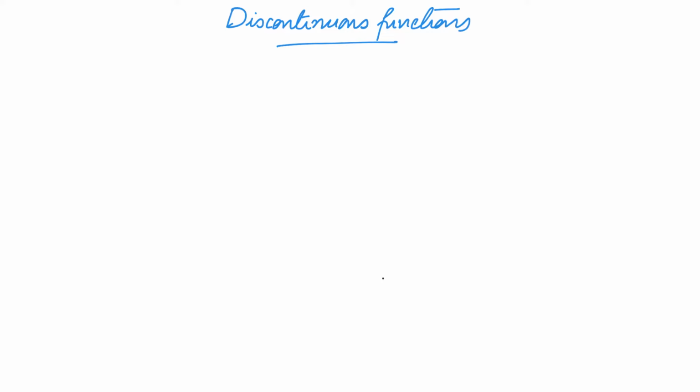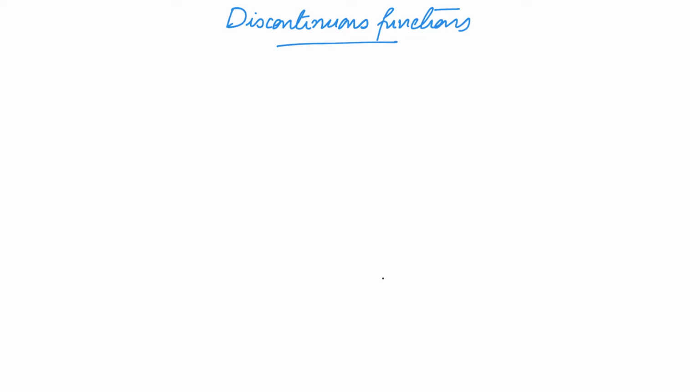Now the question is, given a function f, how will we prove that the function is not continuous at a given point A? To show that it's not continuous at a given point A, we have to show that the function fails the condition of continuity. In other words, we have to show that the negation of that condition is valid. Therefore, to be able to prove that a function is not continuous at a point A, we will have to understand the negations of the definitions of continuity.